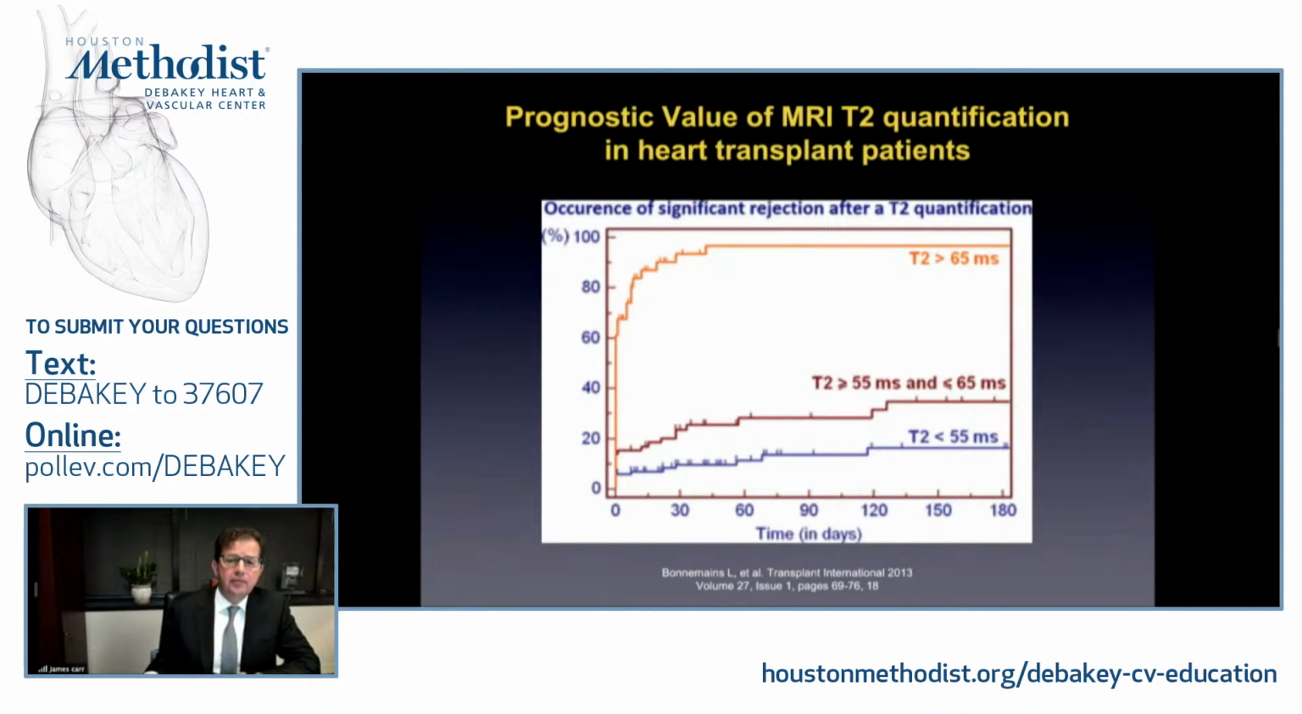Another study looked at the prognostic value of T2 and showed that you had a higher complication rate over time, so adverse complication rate, if you had a higher T2. And of course, this is probably not surprising because the higher the T2, the more likely you were to have more severe episodes of rejection and potentially also repeated episodes of rejection, which may contribute to this poor prognosis over time. But notably, if you had a low T2, in this case less than 55 milliseconds, you had a pretty good prognosis. So that's useful information to know.